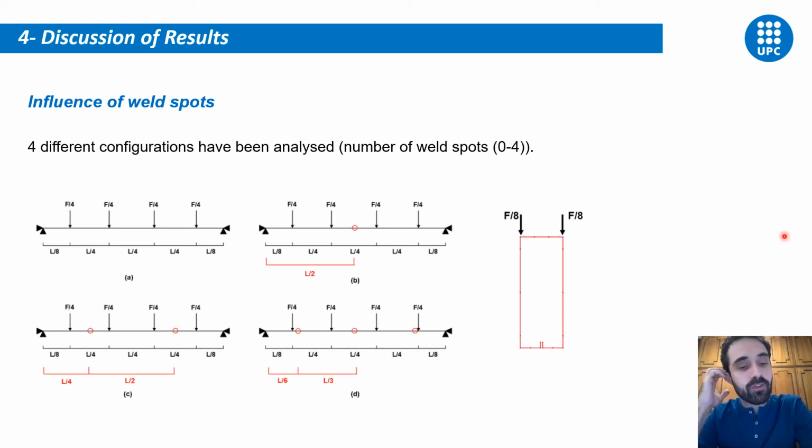4 different configurations have been analyzed in order to assess the influence of weld spots on our structural response. The load cases and the boundary conditions are the same. The only difference between the 4 cases is the number of weld spots: one simulation without weld spots, with 1 weld spot, 2 weld spots, and 3 weld spots located inside the red circle here.